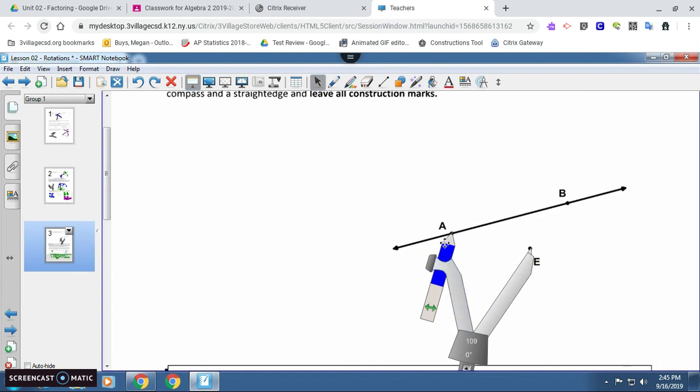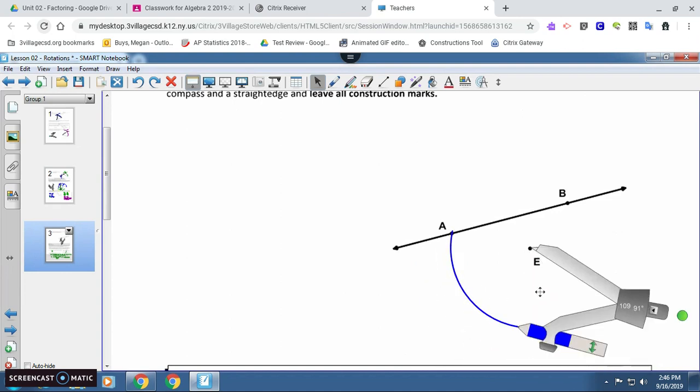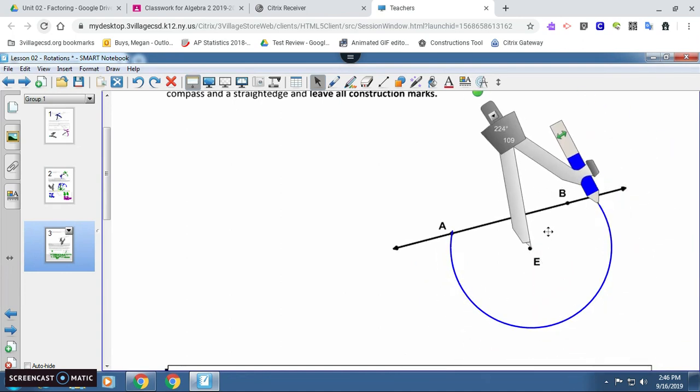Locked and tight. Now remember, I'm going counterclockwise, but it really doesn't matter which direction I go in for 180, because if we think about it, 180 degrees is exactly half of a circle. So the rotation could go either way. But we want to make a big arc, because remember, we're going a bigger distance. So I want to make sure I go more than halfway.